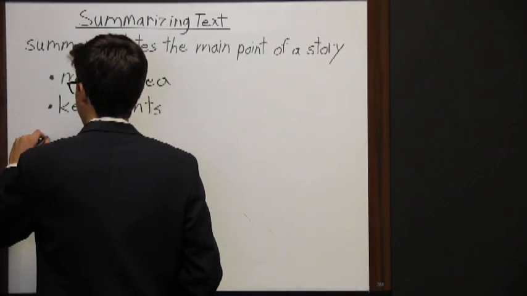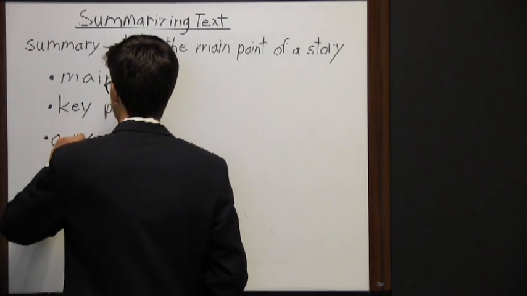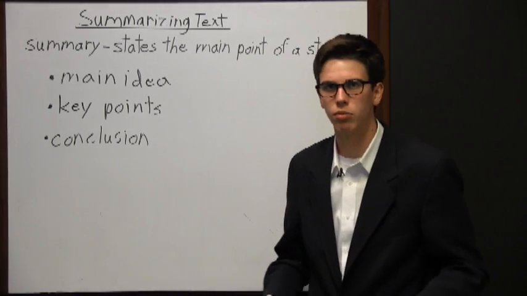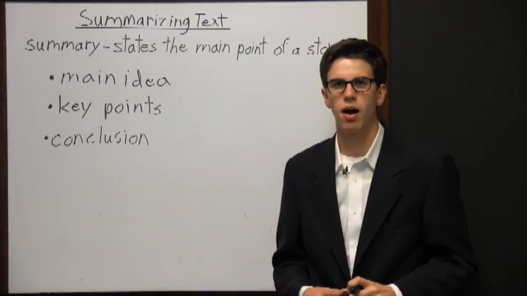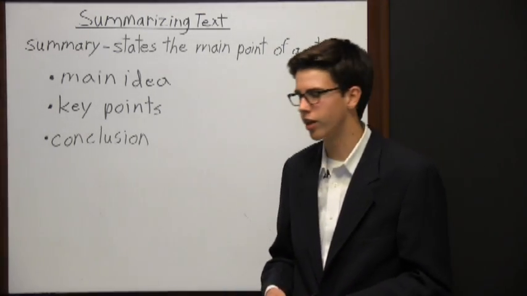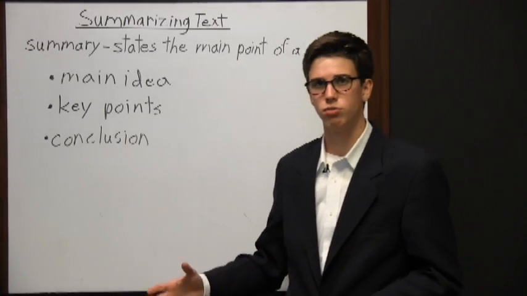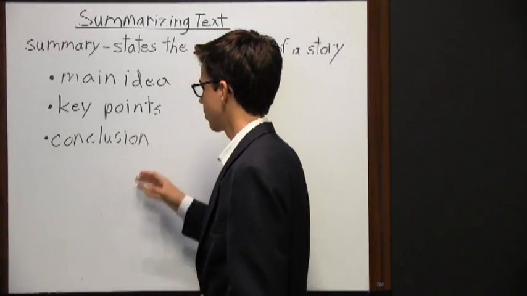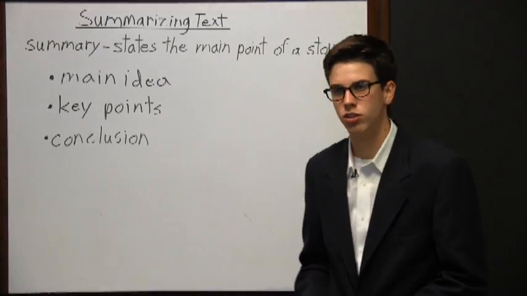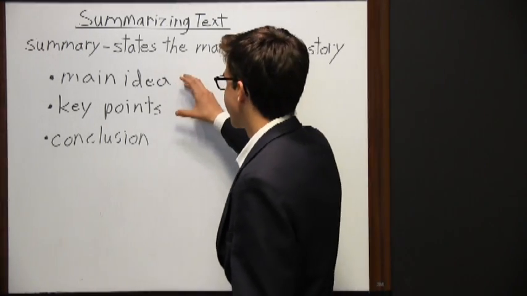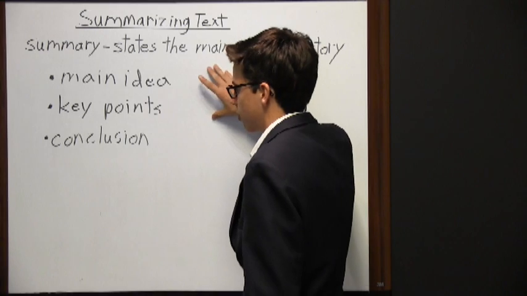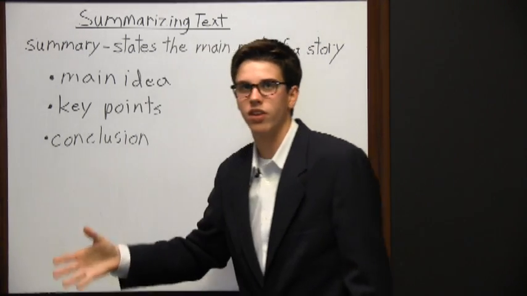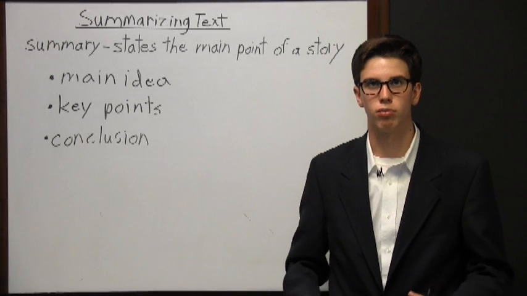The third point is focus on the conclusion of a story. Because in most stories, there's some kind of problem. The whole plot is based around some kind of problem throughout the story. Then eventually that problem is resolved. And so that happens in the conclusion of the story. So look at the conclusion of the story and talk about that too in your summary. So you're going to be talking about the main idea of the story, the key points, the problem, maybe a little bit about the main character, and then talk about the end of the story and how the character ended up dealing with his or her problem.